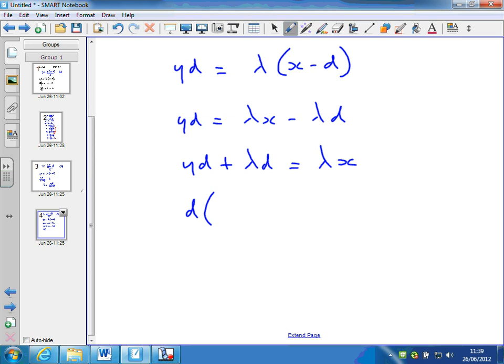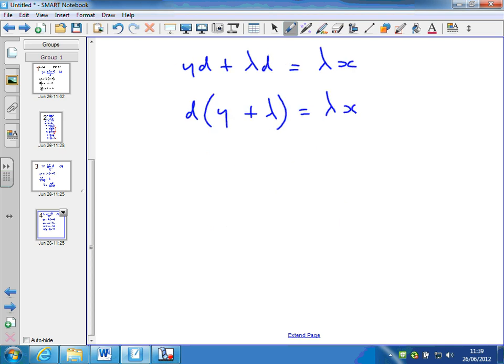What have I got to times d by to get back to yd? Y. And what have I got to times d by to get lambda d? Lambda. So we get that. Now d has been multiplied effectively by y plus lambda. So divide both sides by y plus lambda and we get d. If you got that out, well done.